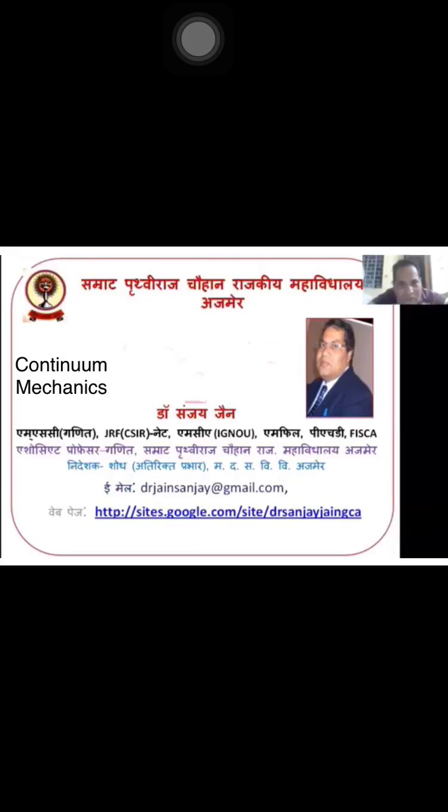Earlier, we have taken four lectures on continuum mechanics. Today, we are taking the fifth lecture on continuum mechanics, in which we will study the cross product of two vectors or Cartesian tensors. Earlier, we have studied the Kronecker delta IJ Cartesian tensor, the epsilon ijk permutation tensor, and the dot product.